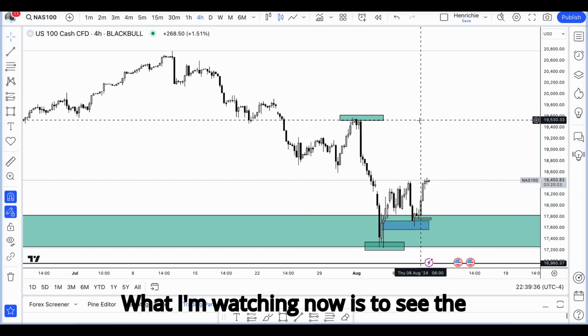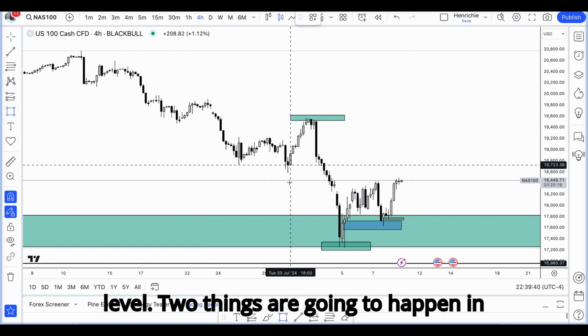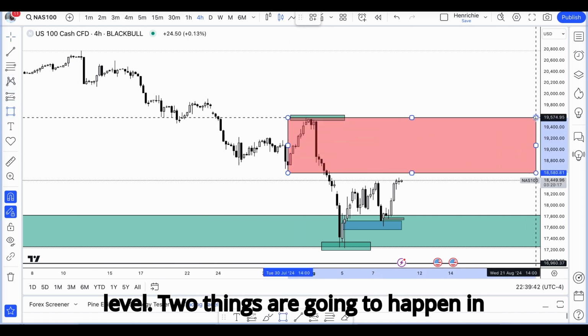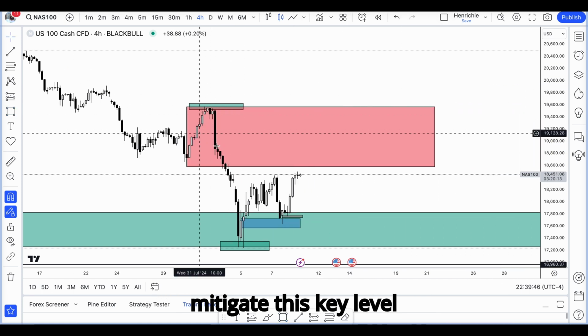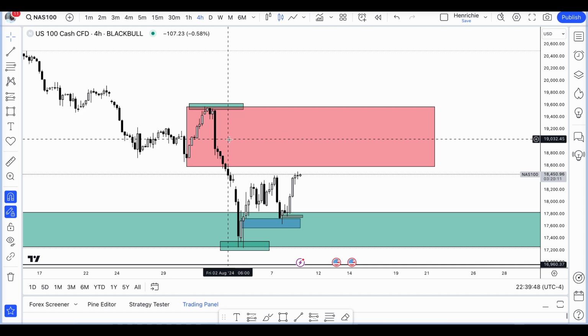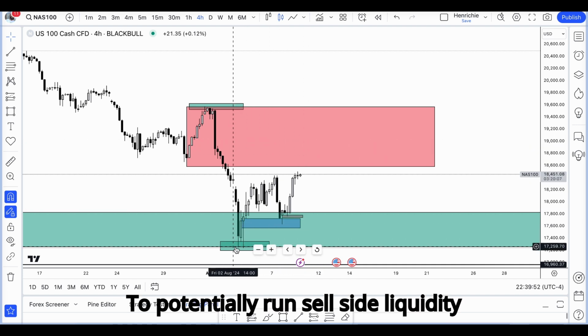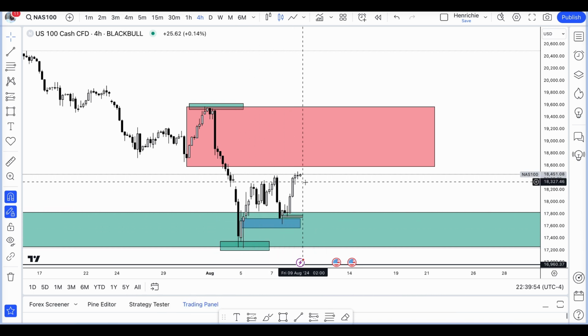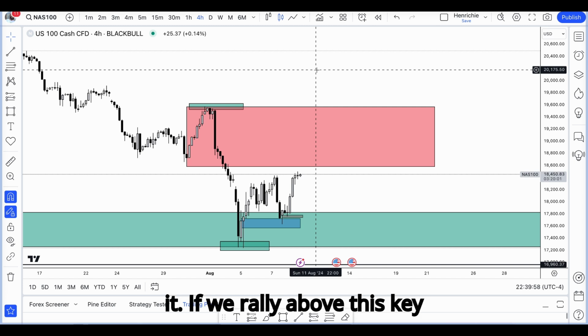What I'm watching now is to see the reaction in price from this key level. Two things are going to happen at this key level. Either price will mitigate this key level and use it as resistance to potentially run sell side liquidity, or we're going to rally above it.